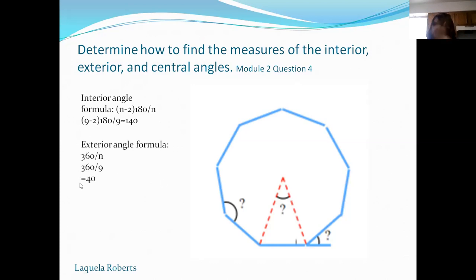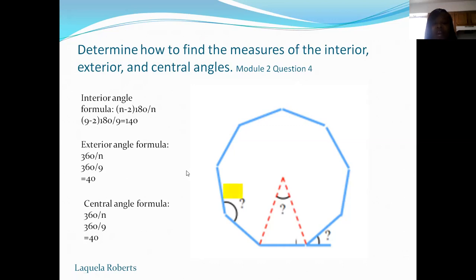For our exterior angle, we would do 360 divided by n, 360 divided by 9 again, because that's how many sides we have, and we will get 40. Our central angle, we'll do the same formula as we did for the exterior, which is 360 divided by n, and again, you'll count the sides, and there's 9 sides, so you do 360 divided by n and equals 40.